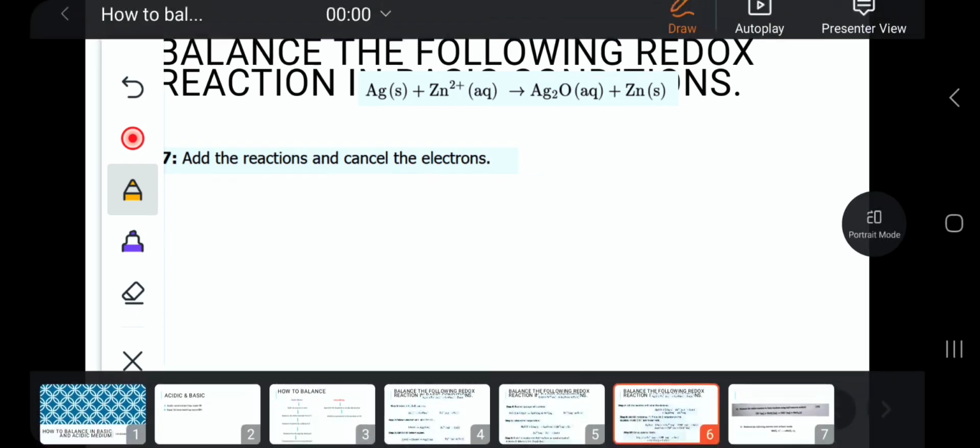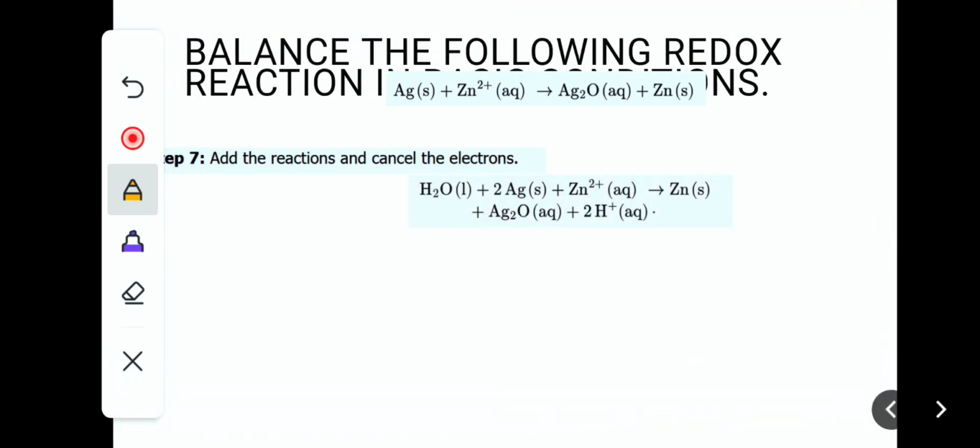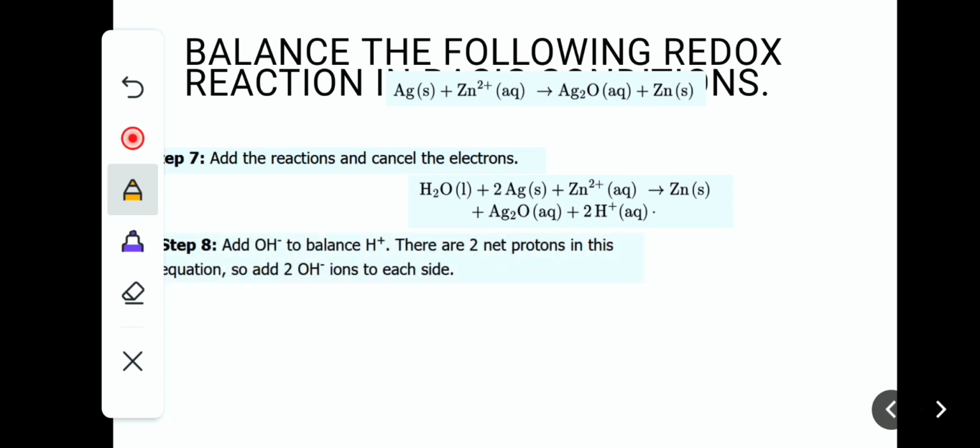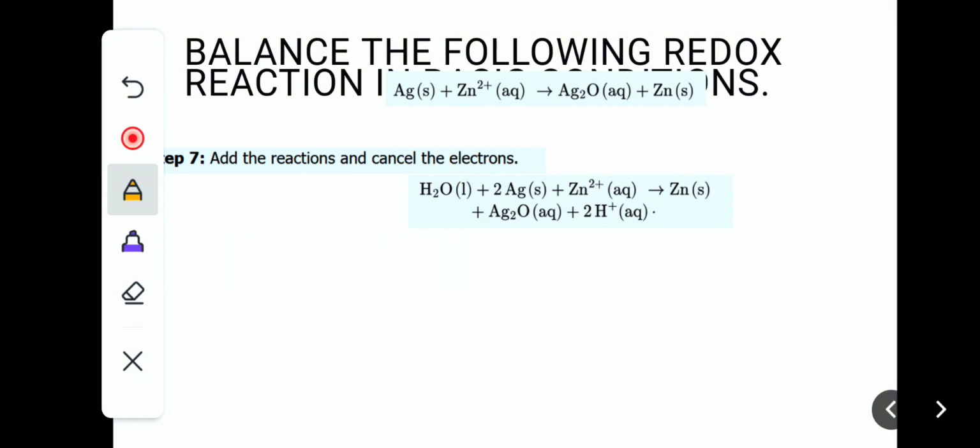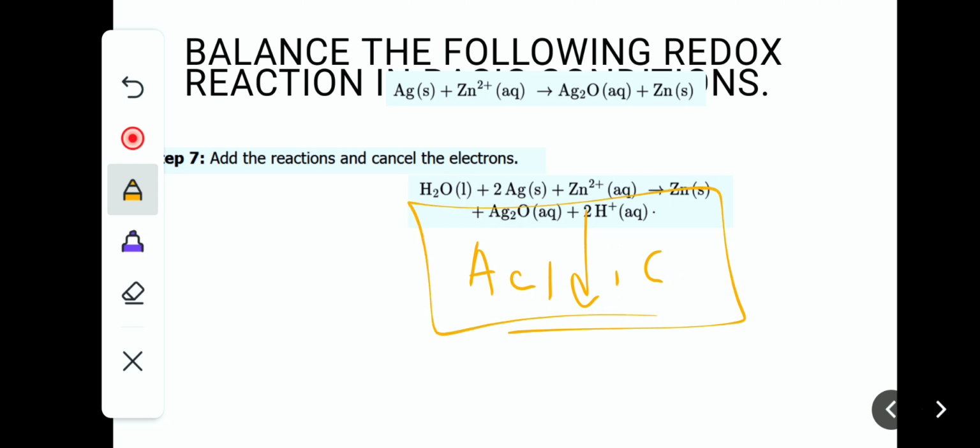Once you do that, you can add your reactions, and then you can cancel out what is common. So the electrons were both 2 on both sides of the equation, so we can cancel them out, and they disappear, and the rest is going to remain like this. Once you're done here, you've balanced it in acidic media. But the question is not asking for acidic media, the question asks for basic media. But the first step of balancing in basic media was first balancing in acidic media, which we have done. Let's take a step further by balancing in basic media.